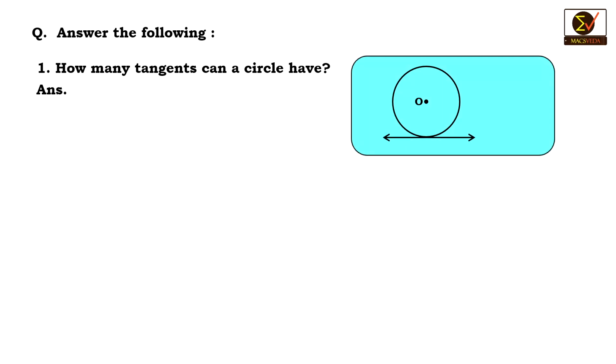Now let us answer the following questions. First one, how many tangents can we draw in a circle? Or how many tangents can a circle have? So you can have as many tangents as possible. That is, a line intersecting a circle at only one point is called tangent, and we can draw infinitely many such tangents. So the answer is a circle can have infinite tangents.